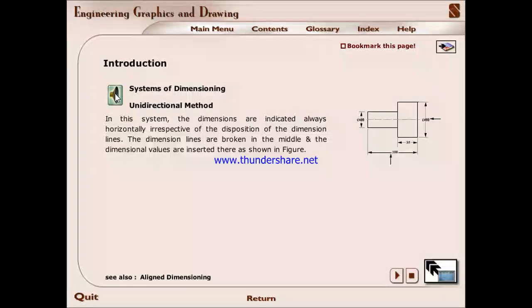Unidirectional method. In this system, the dimensions are indicated always horizontally, irrespective of the disposition of the dimension line. The dimension lines are broken in the middle and the dimensional values are inserted there as shown in figure.